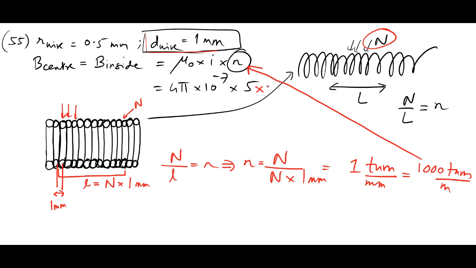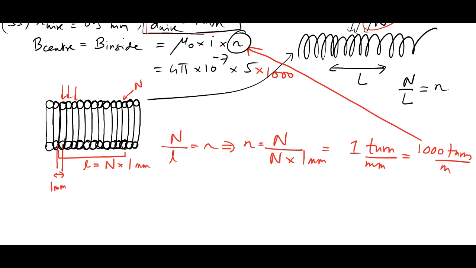So this 5 gets multiplied by 1000, and that leaves us an answer of B at the center is 2 pi multiplied by 10 raised to minus 3 Tesla. I think the whole point in this question was finding the value of small n from the diameter of the wire. So that was the tricky part in the question.